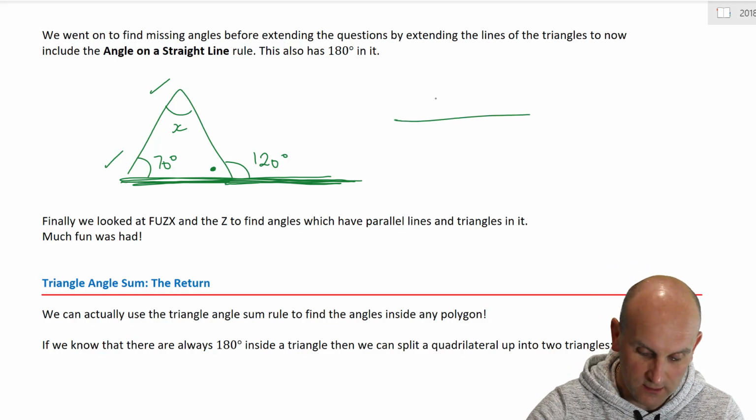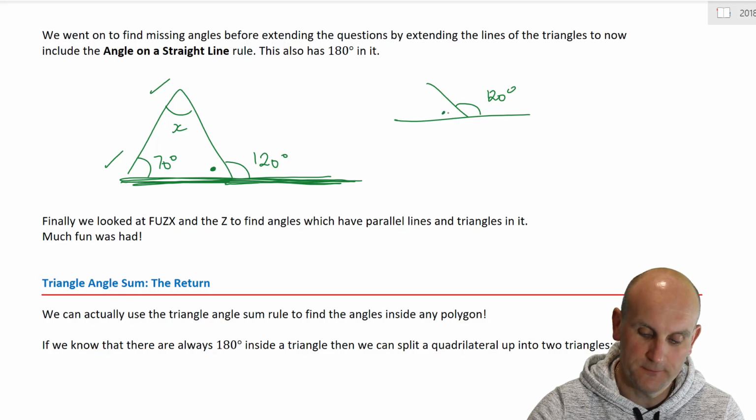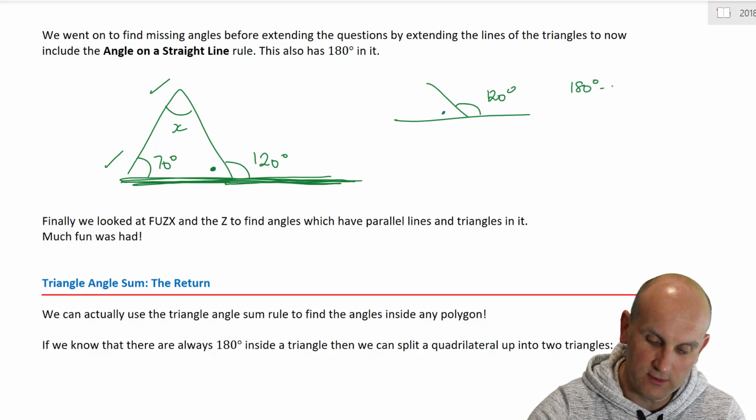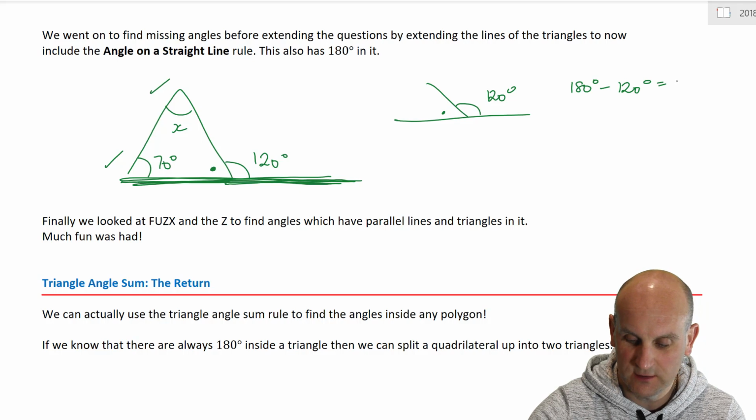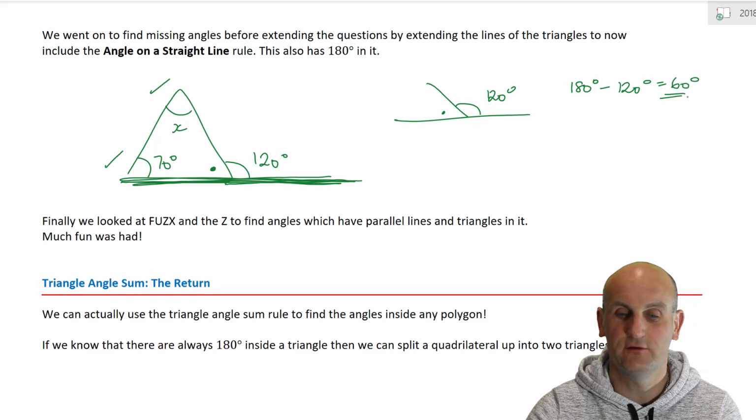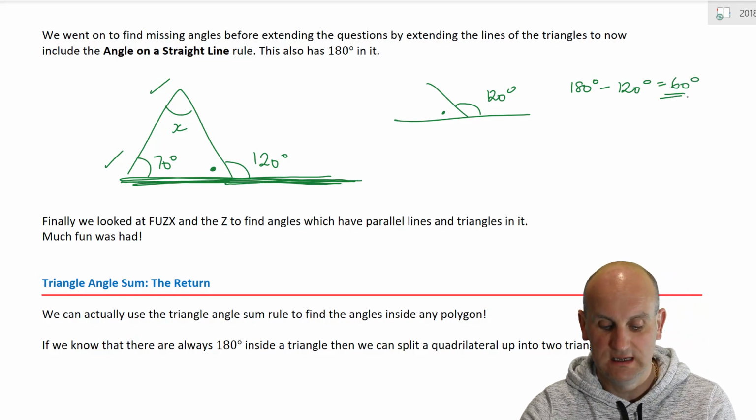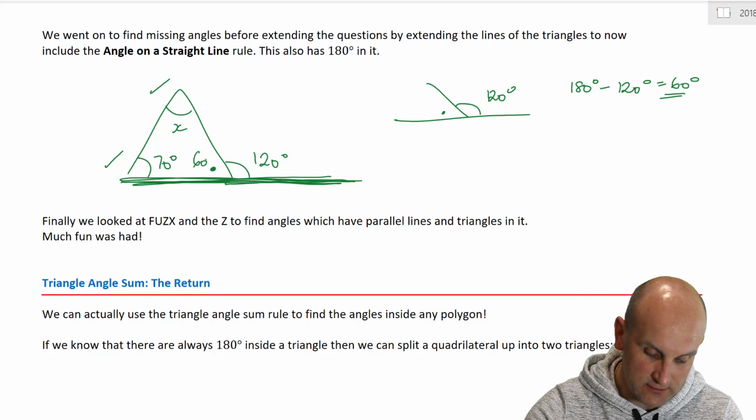We've got a straight line. We've got this little bit here, which is 120 degrees. And there's my dot. And so I know that 180 degrees minus 120 degrees is 60 degrees. And so that missing angle, that dot, is 60 degrees. So there's my 60 degrees.